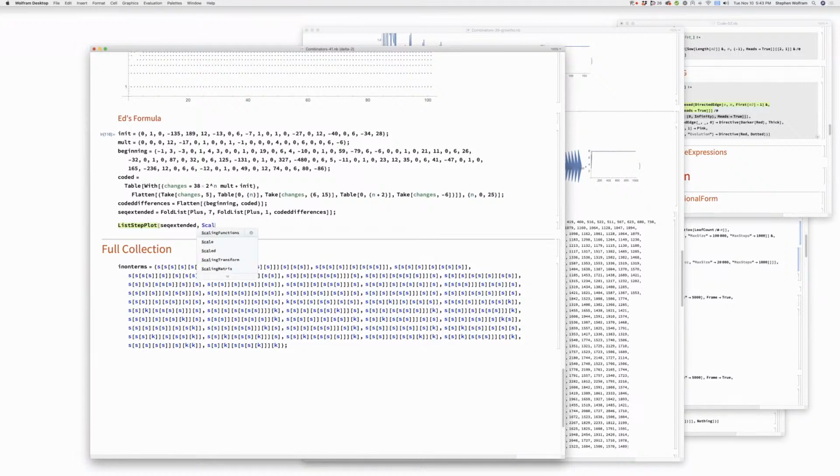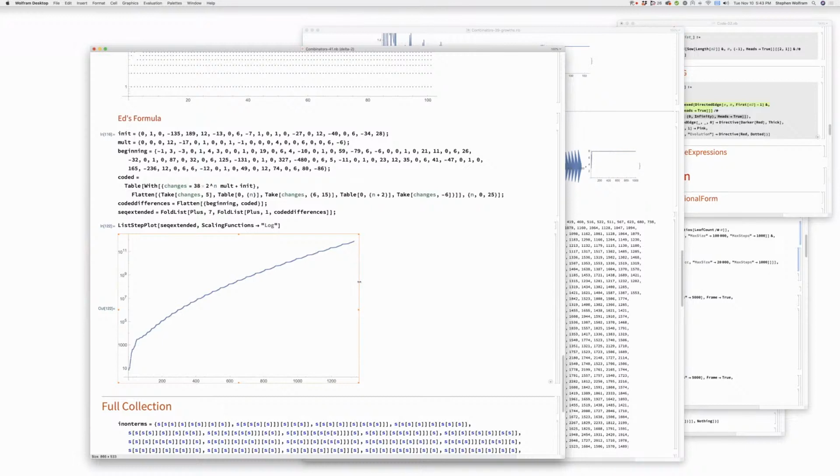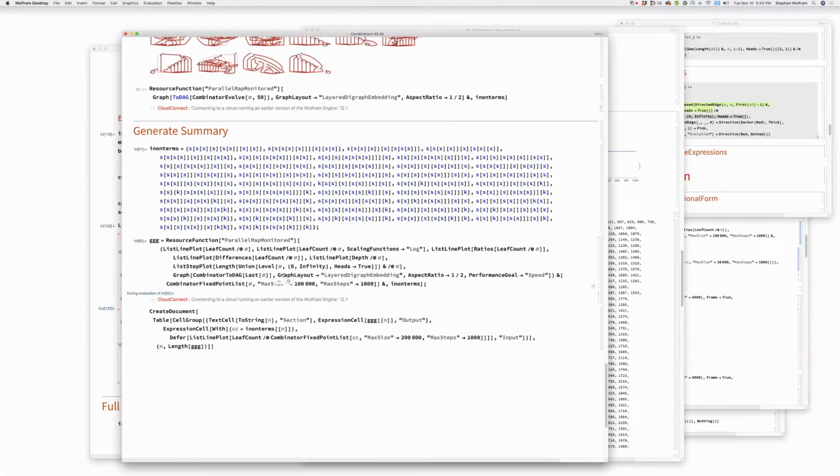Do I want to say scaling function arrow log? Doesn't look like it, does it? Oh my gosh, this finished over here. What do you know? Amazing. Okay, let's see if we can generate the nice thing here. Okay, hold on here. Okay, here goes.